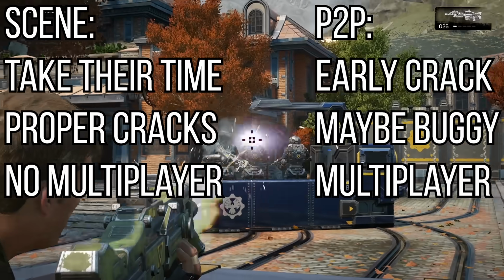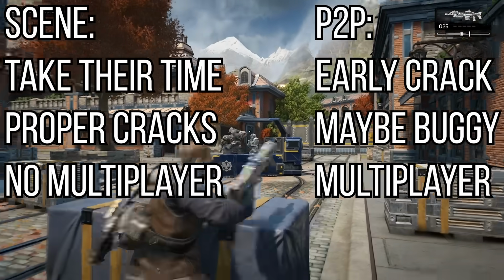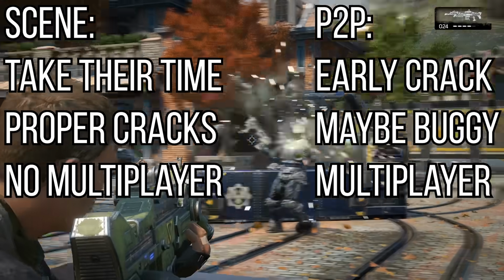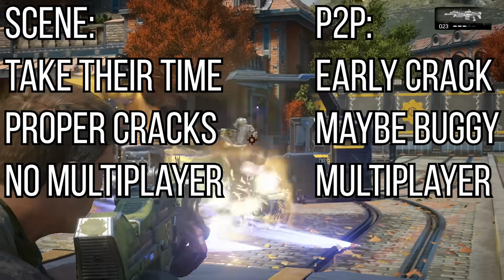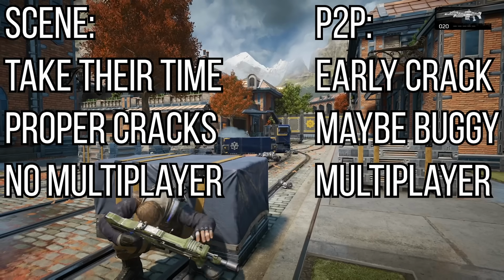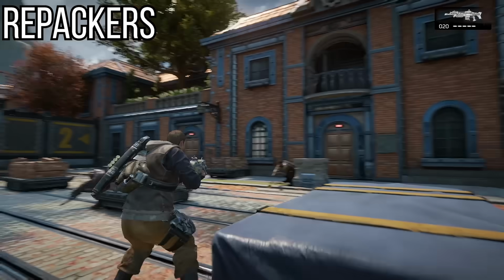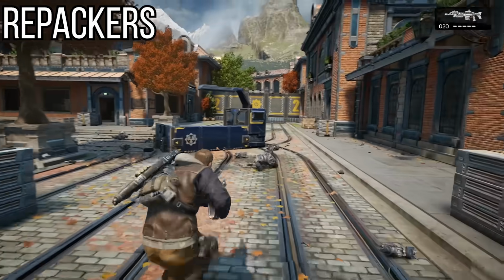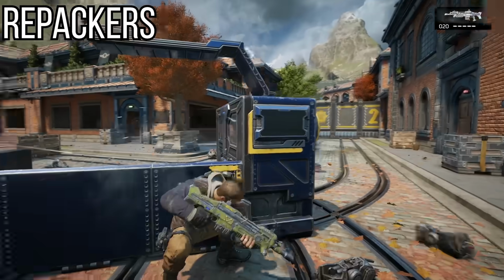Overall, peer-to-peer groups have carved out their own niche, offering early but unreliable cracks for impatient pirates, while the scene meticulously sculpt their cracks to perfection for a proper release. Let's move on to repackers, the last and perhaps the only optional category in our list.